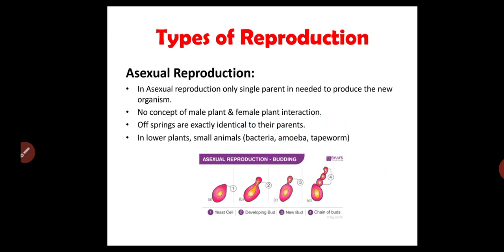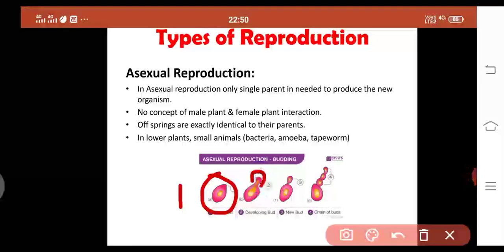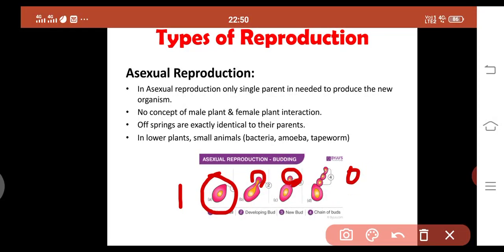What is asexual reproduction? In asexual reproduction, only a single parent is needed to produce the new organism. A very good example is your yeast cell. This is one single yeast cell, and the bud grows and gets detached and forms a new organism. So the parent remains there, and there is no change happening in the parent.